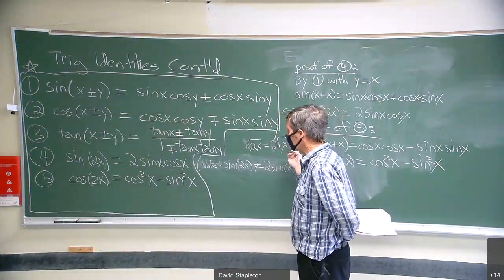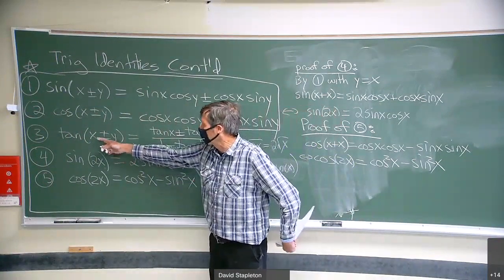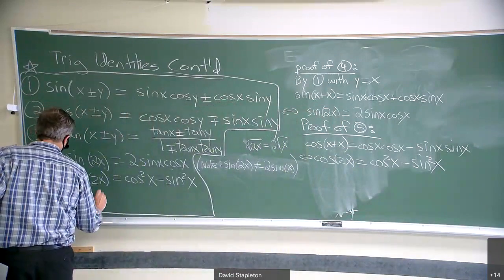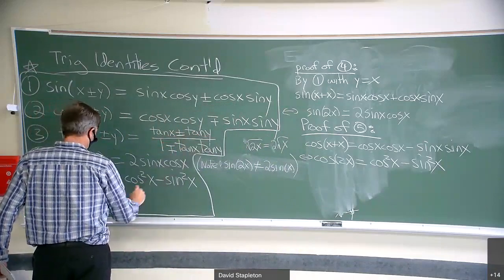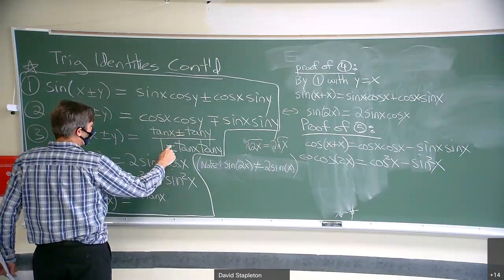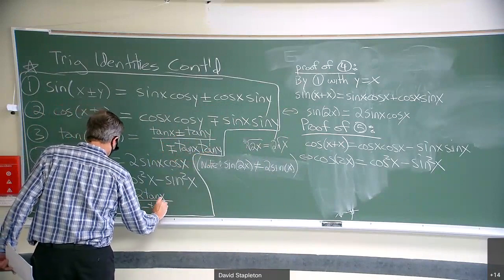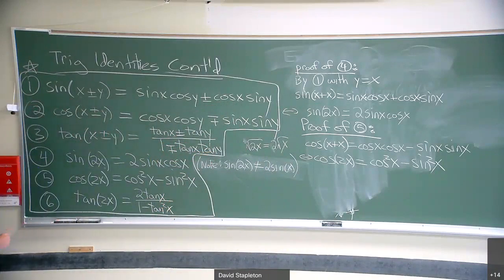Finally, I'm not even going to do this one. There's a completely analogous proof. What if I replace y with x in this one and use the plus? Tangent x plus x on the left becomes tangent 2x. All right. And I replace it here. Tangent x plus tangent x is 2 tangent x. Yeah, I can figure it out. 1 minus tangent x times tangent x is 1 minus tangent squared x. So you can figure it out as you go. That's good practice on a short proof anyway. There it is. Just by replacing y with x in these three, we get these three double angle identities.